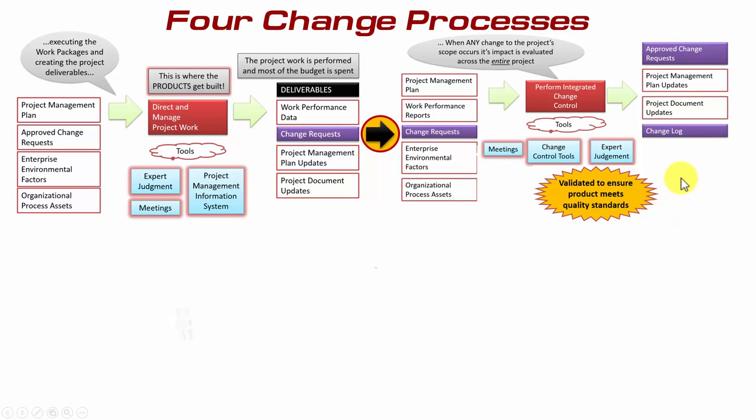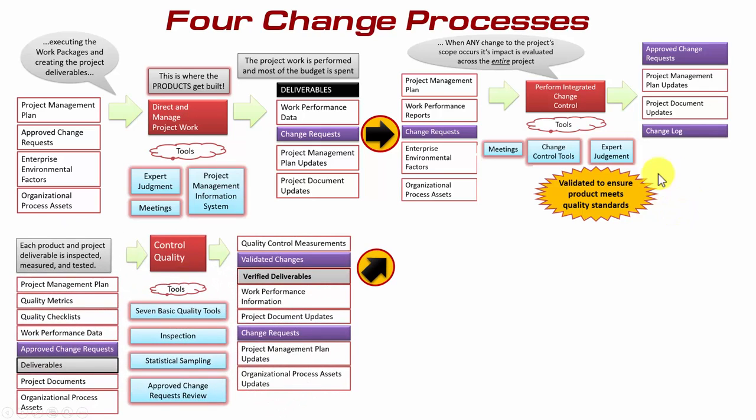And the next step is to perform quality control. And this is where the products are validated to ensure that they meet the quality standards. Note again the input here, approved change requests, comes in here to control quality where the changes are validated as I've described earlier. And in a similar way, as a result of attempting to validate the changes, new change requests may also be raised here. And guess what? Yes, they'll go back up into Perform Integrated Change Control, just like all change requests.